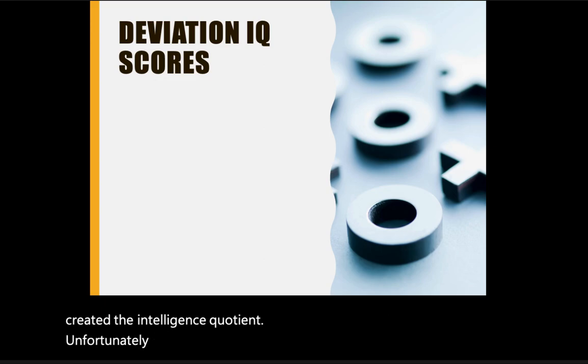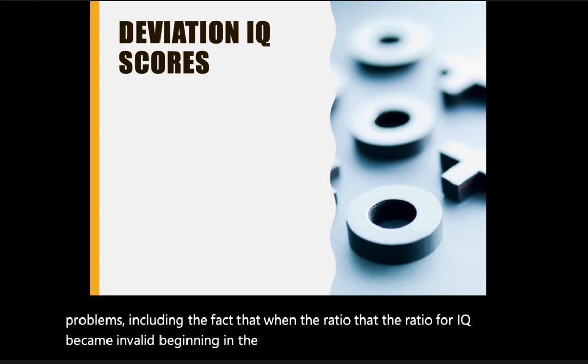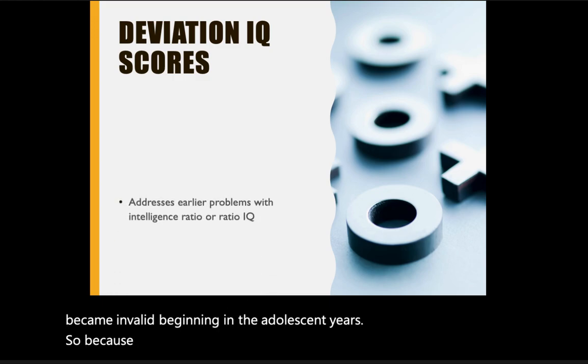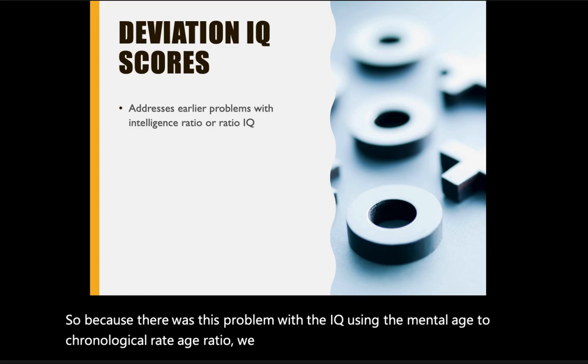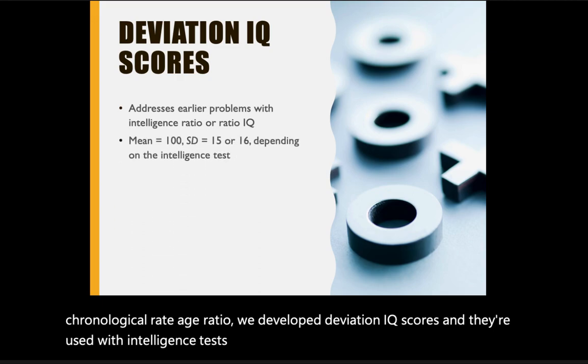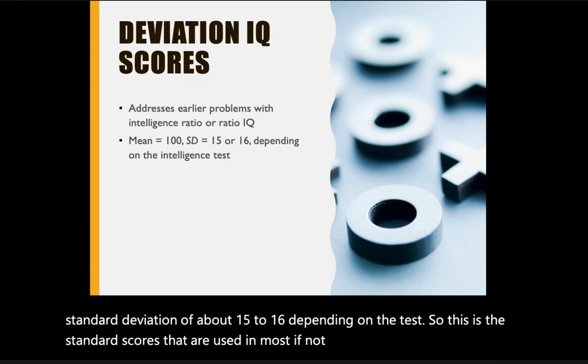Unfortunately, the ratio for intelligence quotient, or IQ, had a number of problems, including the fact that the ratio for IQ became invalid beginning in the adolescent years. So, because there was this problem with the IQ using the mental age to chronological age ratio, we developed deviation IQ scores. And they're used with intelligence tests, and they have a mean of 100 and a standard deviation of about 15 to 16, depending on the test.